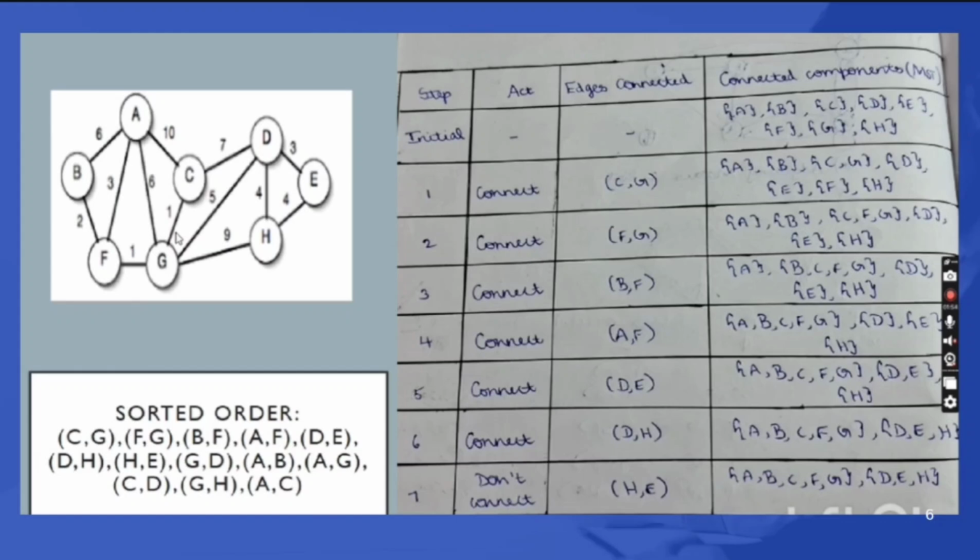Next, the next edge, that is F and G. Here F is present in a different set and G is also present in a different set, and hence we can merge these two, and hence we get this.